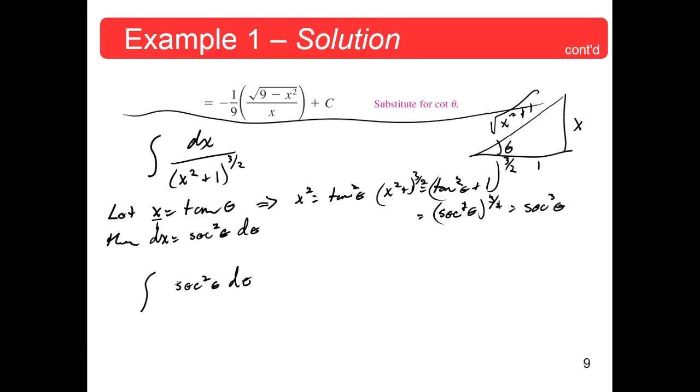So now we've written our dx as secant squared theta d theta over, and our x squared plus 1 to the 3/2 power. X squared plus 1 to the 3/2 power is secant cubed. Everybody see that? All right. Now this will wipe out those, right? You have secant squared in the numerator, secant cubed in the denominator, leaves you 1 over secant. Anyone have a recollection about what 1 over secant is?